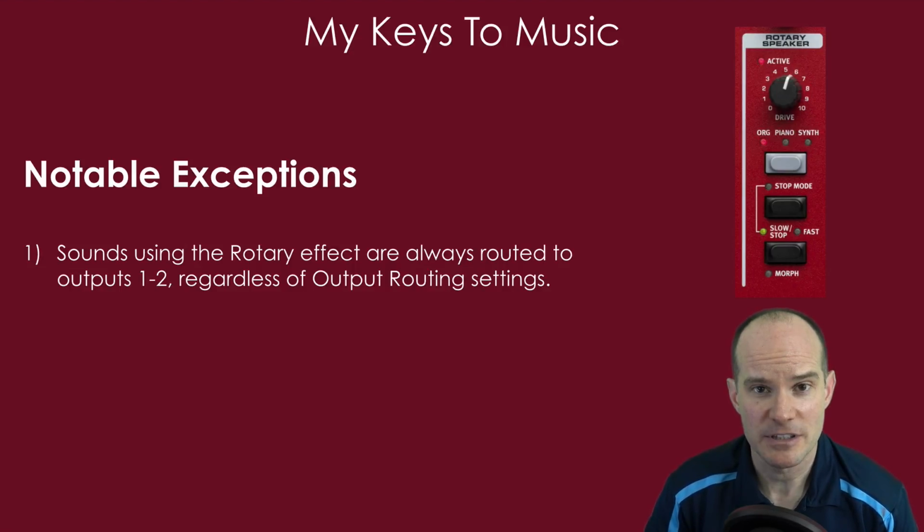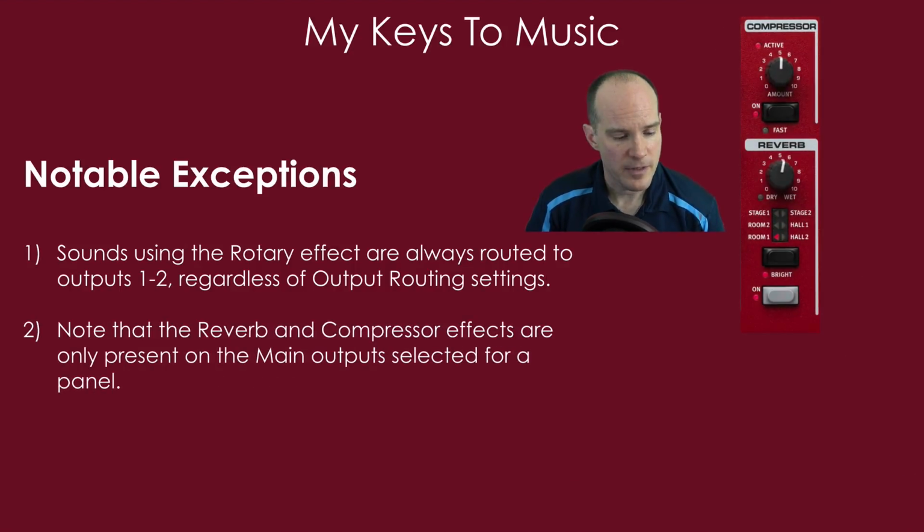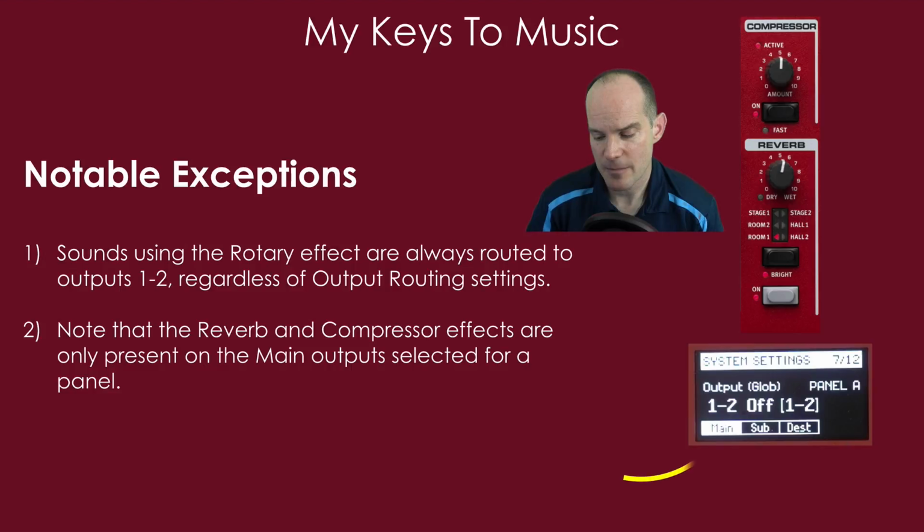The second exception is another interesting one: the reverb and the compressor are only present on the main output. Now, what do I mean by main output? Well, you remember we were playing with this just a moment ago in the video, where we took a look at the system settings, and we had the main and then the sub. Only the main output settings, channels 1 through 4, have the effects of compressor or reverb enabled.